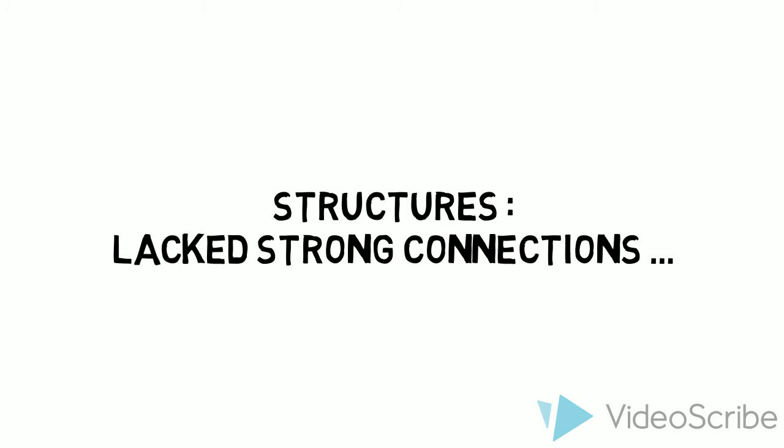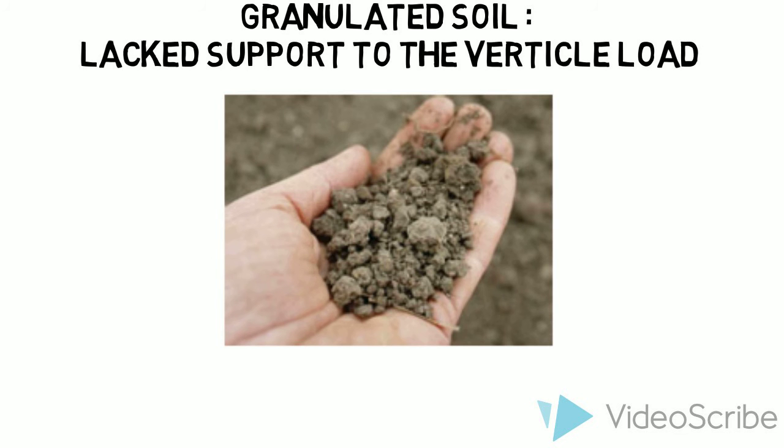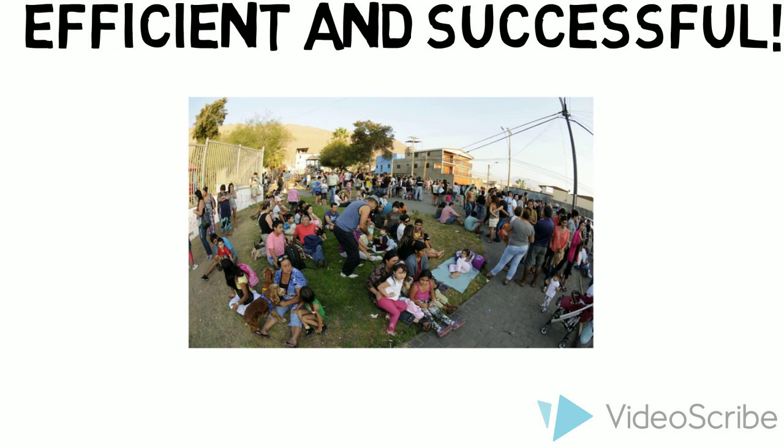As we've seen, the areas that were cause for concern in the Iquique earthquake were structures which lacked strong connections and had an unstable design, and granulated soil which lacked support to the vertical load created by buildings and infrastructure. However, their evacuation plans were efficient and successful in saving people's lives.